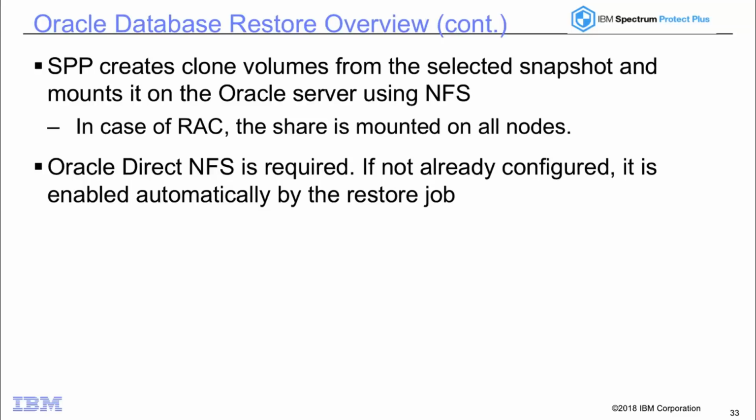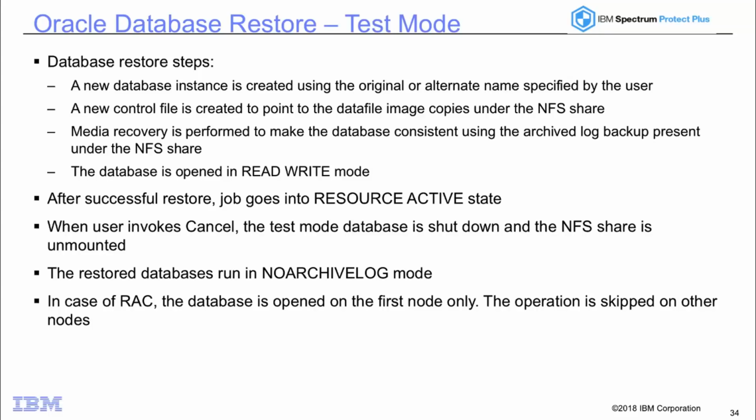Spectrum Protect Plus will create clone volumes from the selected snapshot and mount it to the Oracle server using NFS. And if you're using RAC, it's going to be mounted to all nodes. Oracle Direct NFS is required. If it's not already configured, it will be enabled automatically by the restore job.